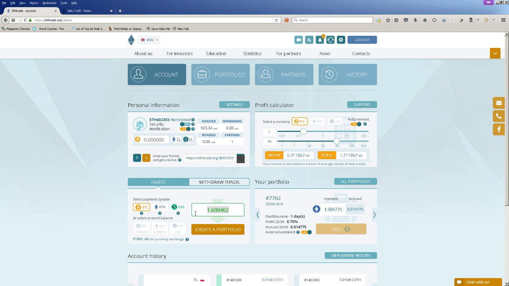How to create a portfolio, very simple. You put an amount here, you create a portfolio, it will show you the Bitcoin address and balance, the amount you need to send here.